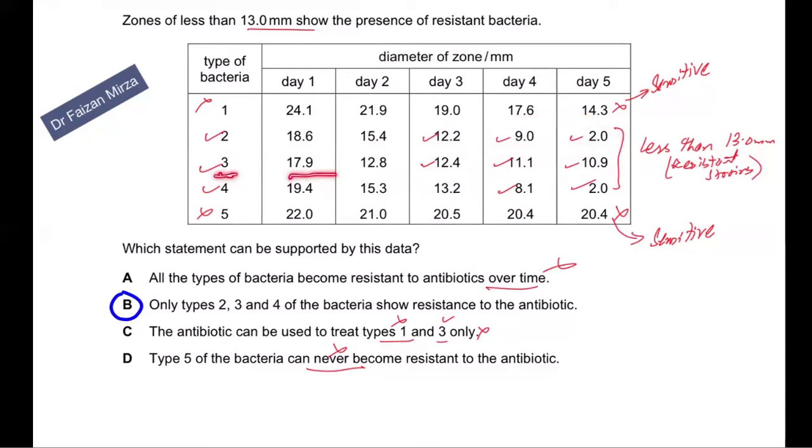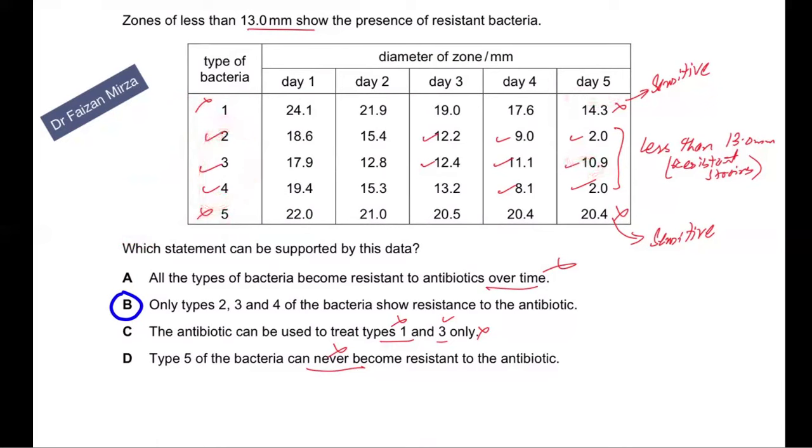Again, in bacteria 3, these are being killed, but these are all values smaller than 13. Similarly in 4, this is greater than 13, greater than 13, greater than 13, but the last two values again are smaller than 13. In the fifth bacteria, all values are greater than 13. So type 1 and type 5 are vulnerable to this antibiotic as far as the information provided in this data. And the others, 2, 3, and 4, by the end of day 5, they are resistant.